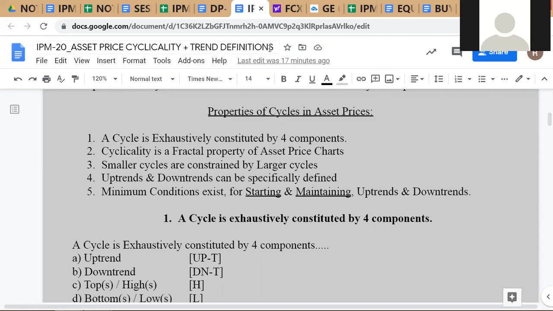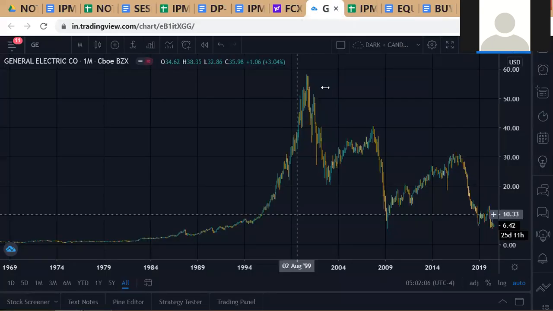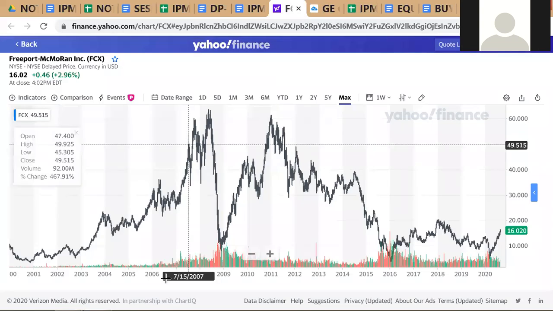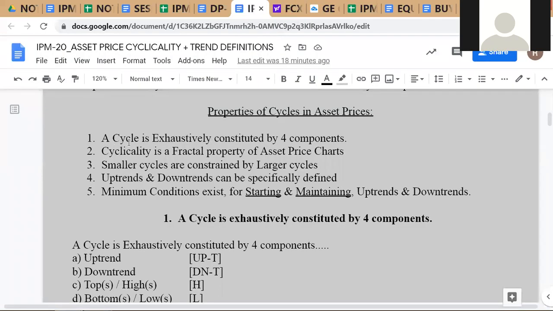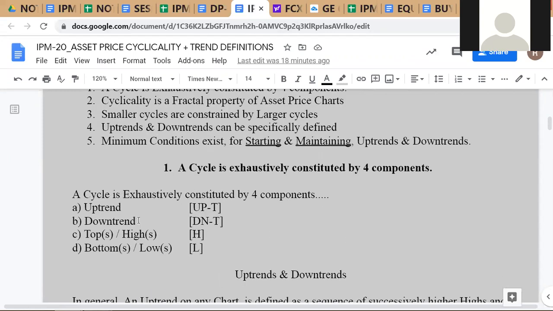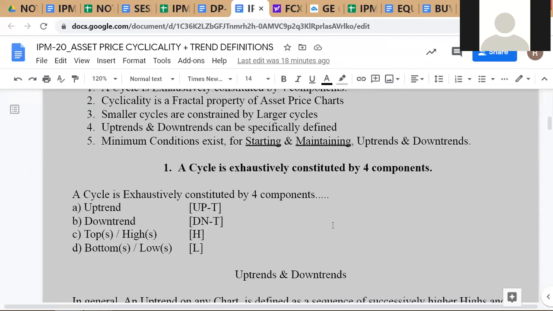When you look at cycles, if you look at any market, let's just look at FCX. You will notice 3 things. So we're going to cover these 3. There are 4 components of a cycle: uptrend, downtrend, high, and low. The first 3 points we want to cover. The first point is that there are 4 components: uptrend, downtrend, top or bottom, high or low. We'll just call it high-low.